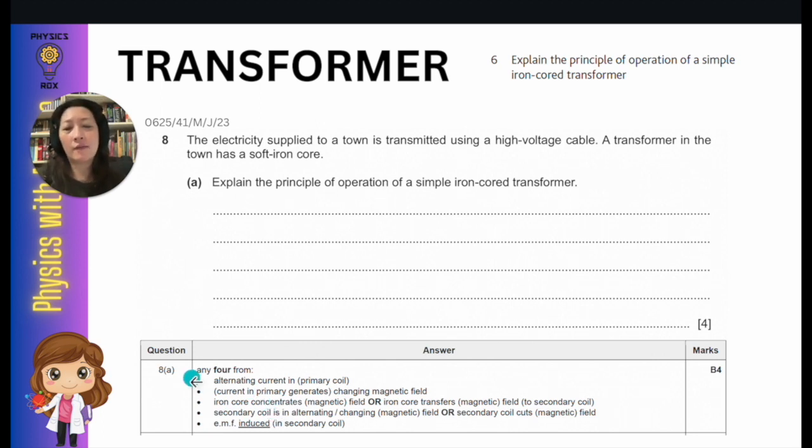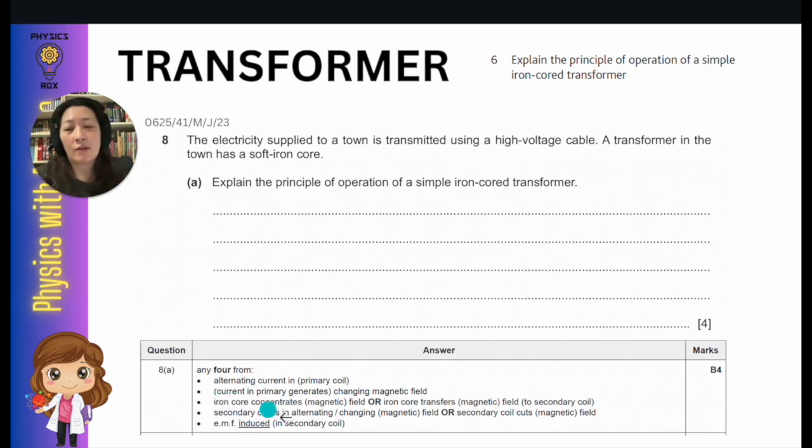So you can write any 4, where you need to mention the alternating current in the primary coil. You need to mention that the current in the primary coil generates a changing magnetic field. So why alternating current? Because the changing alternating current will have a change in the magnetic field. So as the current increases, magnetic field strength increases. As the current changes direction, the magnetic field also changes direction. So the alternating current produces a changing magnetic field.